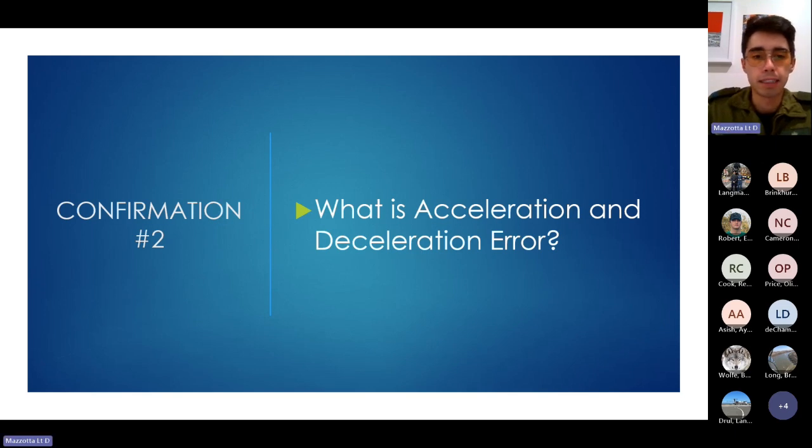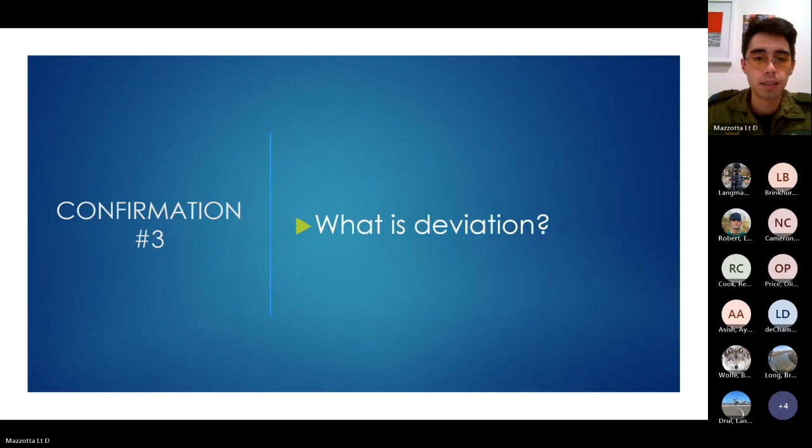Yeah, so when you accelerate, you're going to get a little dip to the north, and when you decelerate, you're going to get a little dip to the south. And on what type of heading would you have this error? Yeah, east-west heading's good.